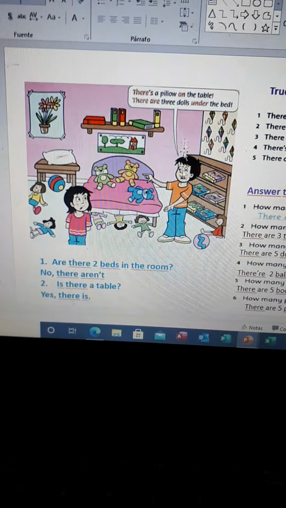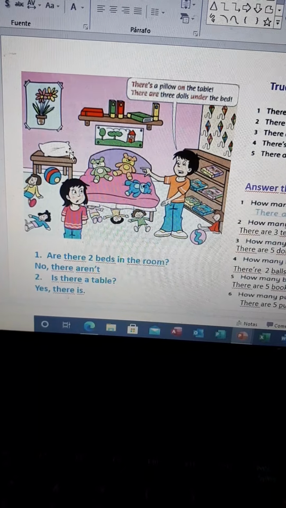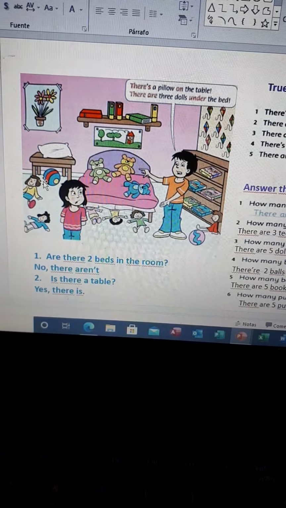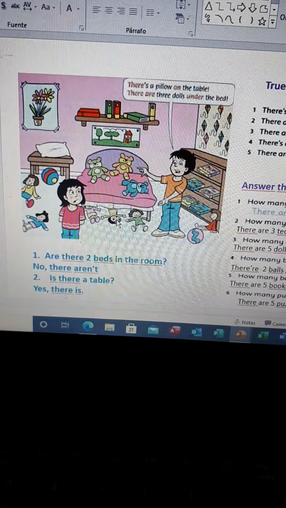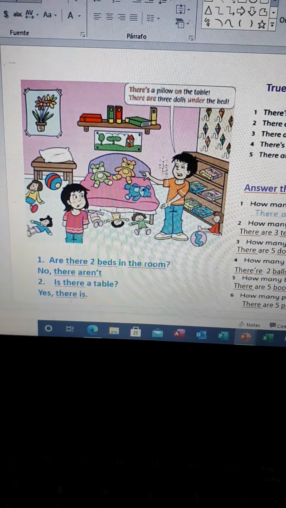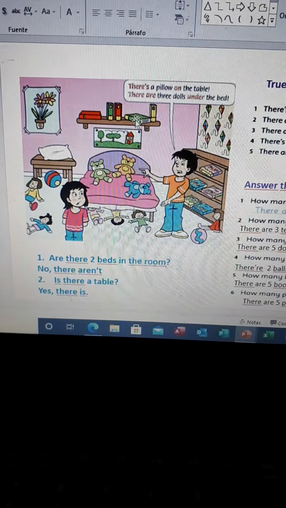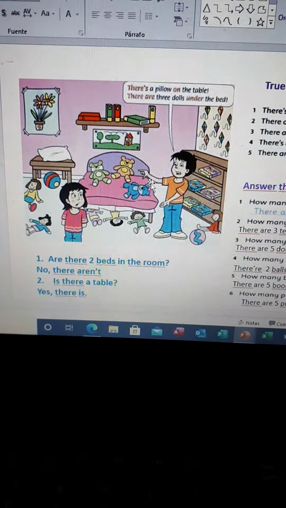Okay. So here the boy says there's a pillow on the table. There are 3 dolls under the bed. 1, 2, 3 under the bed. Okay. So we can have some examples to work with positive, negative, and also for questions.